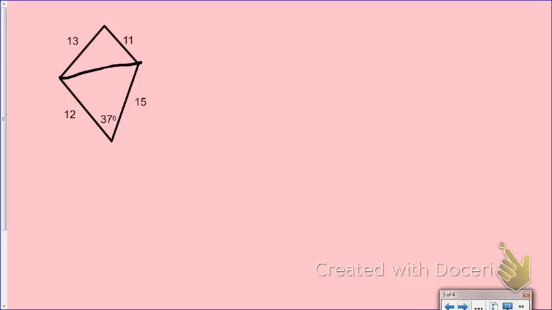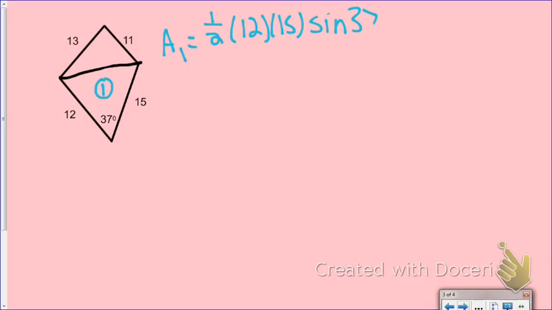So triangle 1, let's do that one first. If I look at triangle 1 here, I'm given two sides and the angle in between. So it's very easy for me to find the area of the first triangle. I know that that's going to be 1/2 times one side times the other side times the sine of the angle in between, because I'm given side angle side on that triangle. So that triangle has an area of 54.16. So that one's pretty simple.